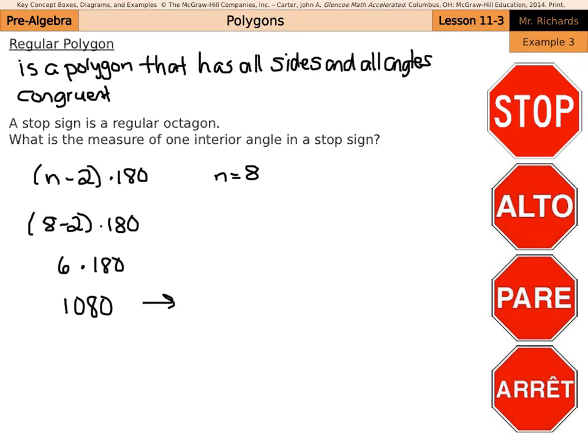What I'm going to do with this now, since all the angle measures inside a regular polygon are equal, I'm going to divide this by my number of sides then, and angles then, 8. My result is 135 degrees.